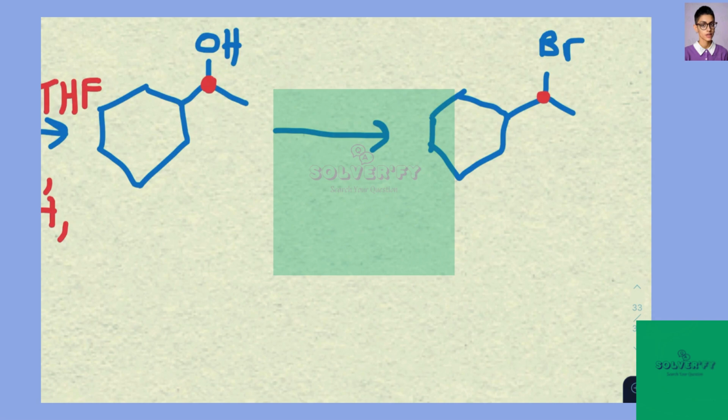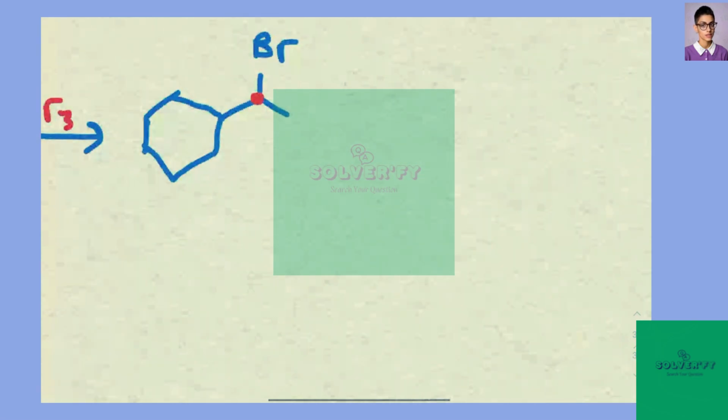So secondary alcohol. If it is a secondary alcohol, that means that it is prone to rearrangement if we were to use HBr. So we must use a more mild reagent, such as PBr3. PBr3 will facilitate the reaction by creating a mild condition where rearrangement does not occur, and it will replace the alcohol with a bromine.